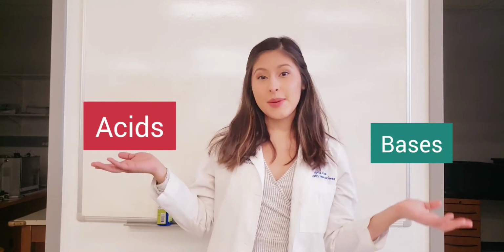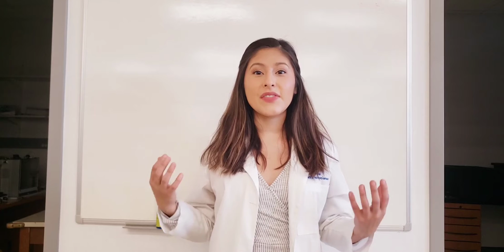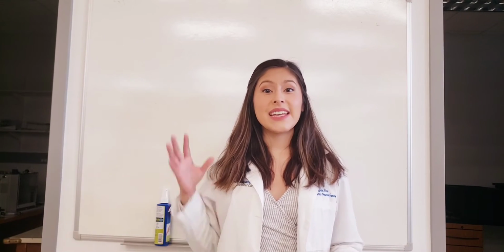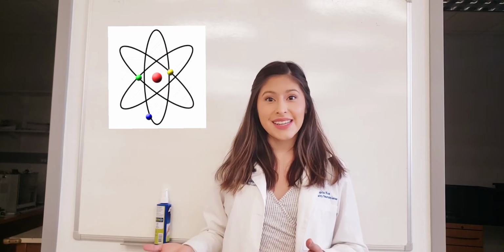In school, you may have learned about acids and about bases. Acids and bases are two different kinds of chemicals. Whether a liquid is an acid or a base depends on the type of ions that are present in it. For example, if a liquid has a lot of hydrogen atoms in it, then it is considered an acid. If a liquid has a lot of hydroxide atoms in it, then it is considered a base.